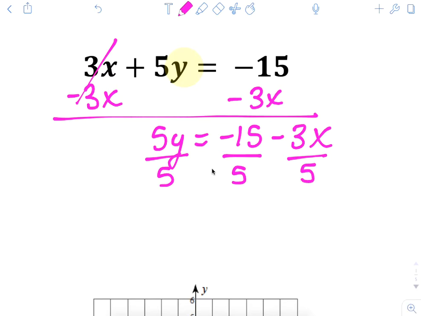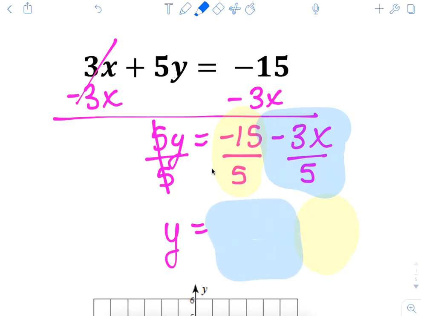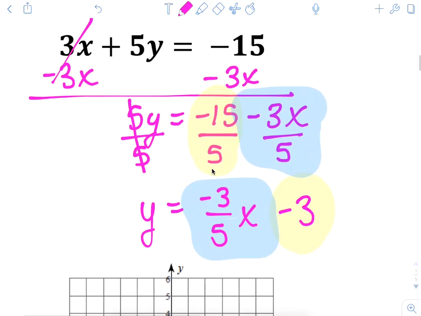Okay? And then here's what's going to happen. I'm going to cancel out those, and I'm going to keep my y equals. But I want the mx to be in front, and then I want my b. So who's with the x? That's the negative 3 over 5. We want the fraction, or the slope, to be first. What about my b? What's my constant number by itself? Well, negative 15 divided by 5 makes a negative 3. This is my new equation.